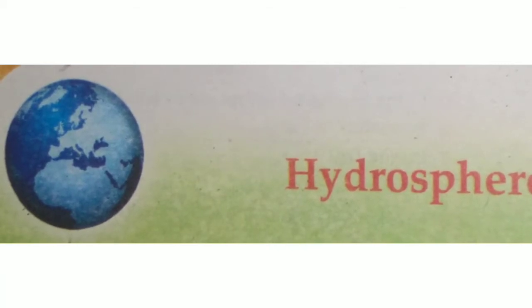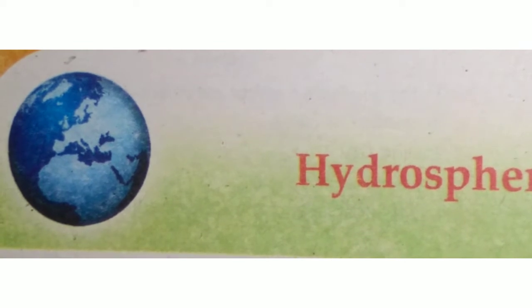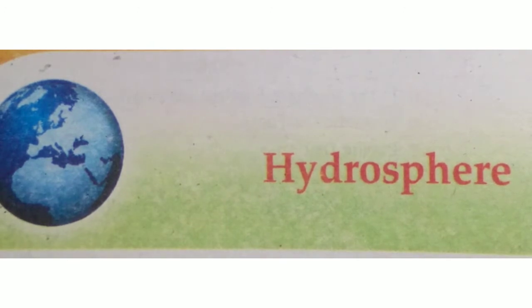Today we discuss the chapter Hydrosphere. What is hydrosphere? About 70% of the surface of the earth is covered by water and the remaining 30% by land. All water bodies like oceans, seas, lakes and rivers of the earth surface together form the hydrosphere. The large water bodies are known as oceans, such as the Pacific Ocean, Atlantic Ocean, the Indian Ocean, the Arctic Ocean, and the Antarctic Ocean.